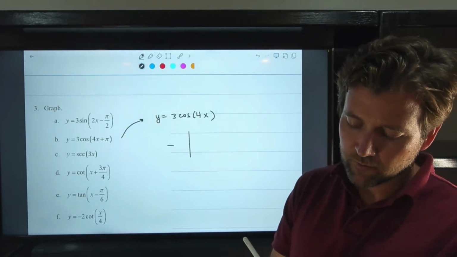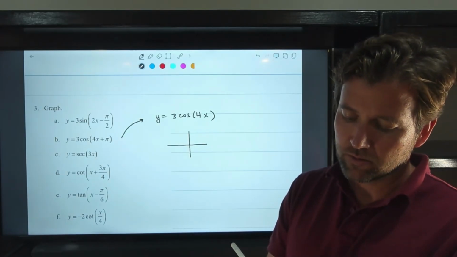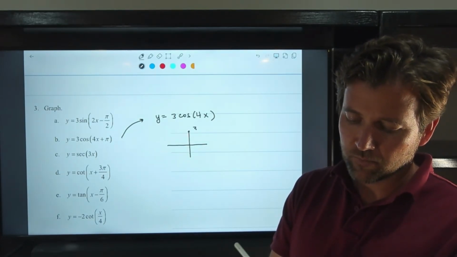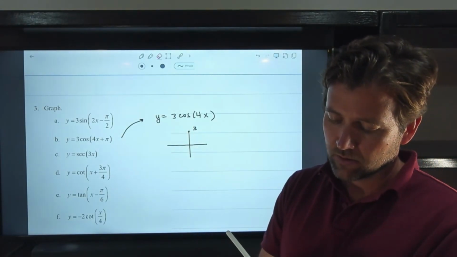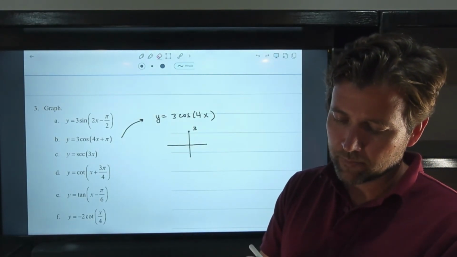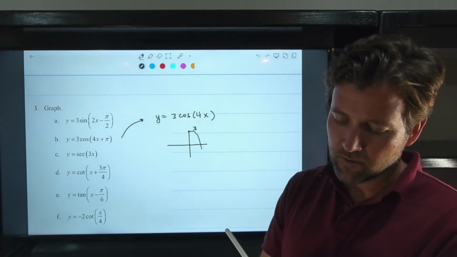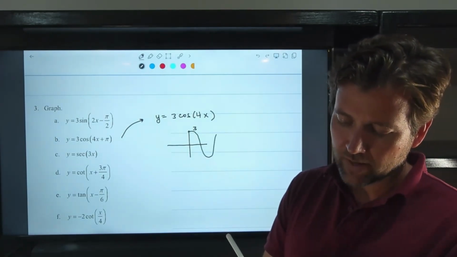So the cosine function, the cosine of 0 is 1 times 3 is 3, so it has a y-intercept. This function has a y-intercept at the relative max. The graph must be decreasing from there and going back up.